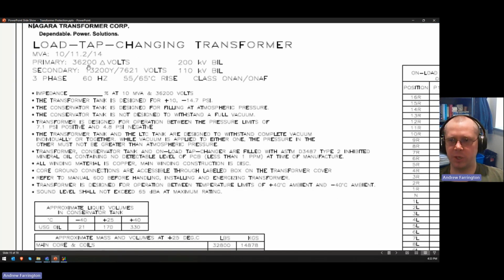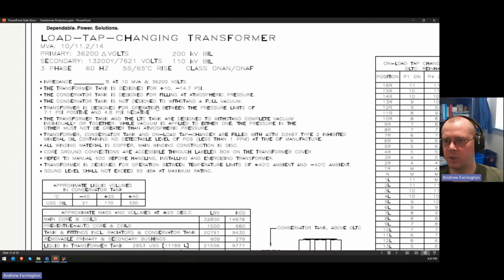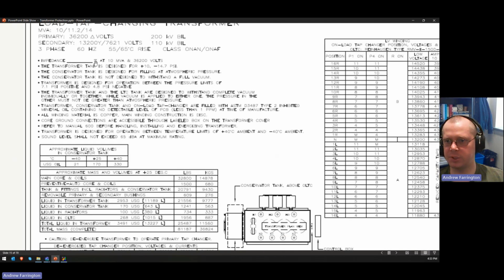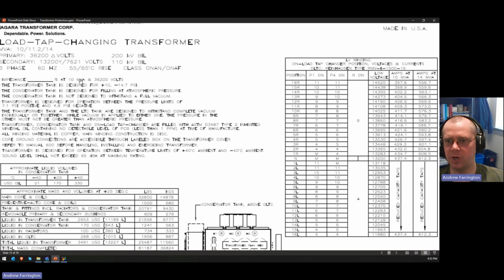It's a 36.2 delta to 13.2 kV Y transformer, 3-phase, 60 hertz. The percent Z is not stamped on here, but you can see it gives it at the ONAN rating. And then the de-energized tap changer position voltage.